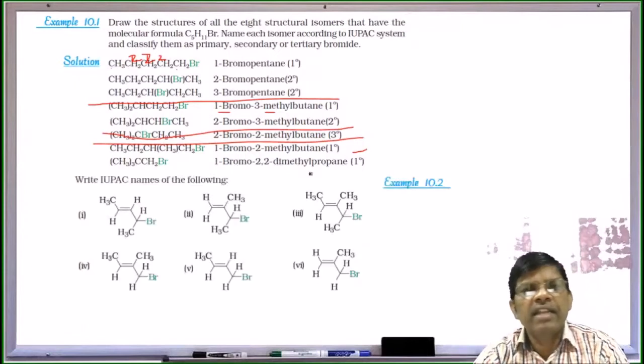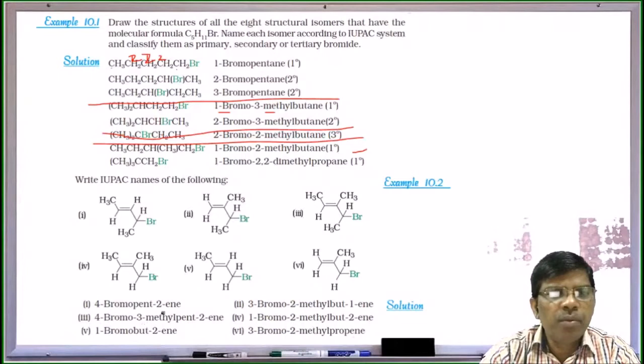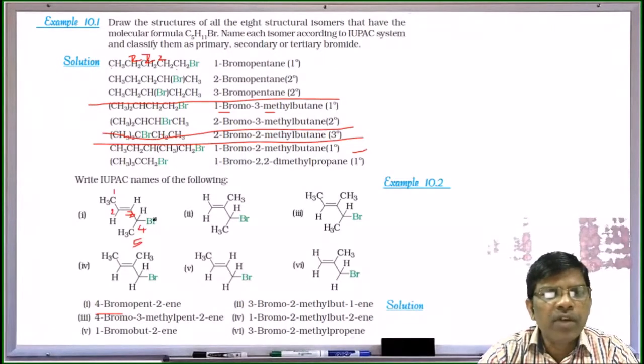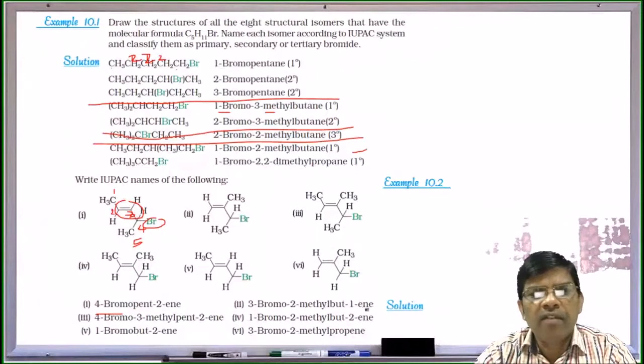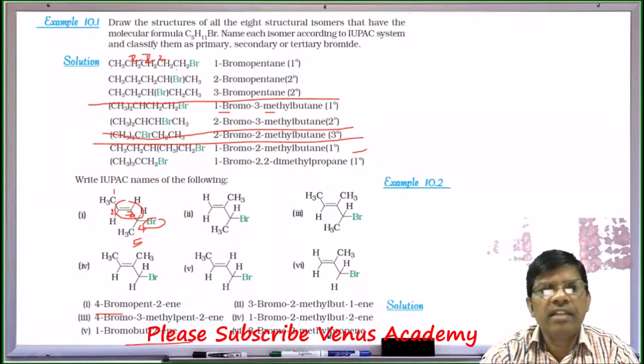Like this you can write a number of examples. Write IUPAC names. So how to write? 4-bromopent-2-ene. Choose the longest chain. Functional group is 4-bromopent-2-ene. 3-bromo-2-methylprop-1-ene, and 4-bromo-3-methylpent-2-ene, and 1-bromo-2-methylbutene, 3-bromo-2-methylpropene. Like this you can give the nomenclature.